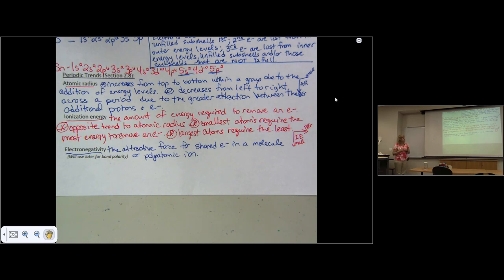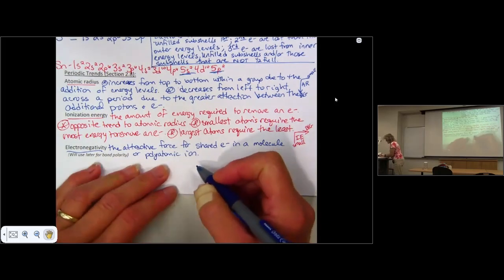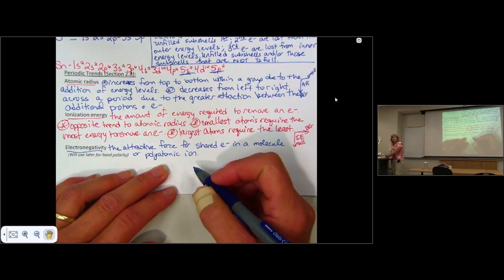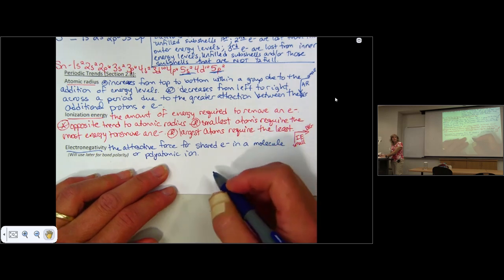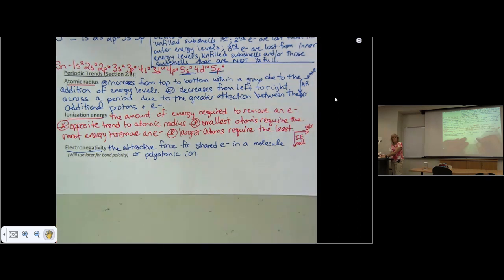The attractive force for shared electrons in a molecule or polyatomic ion. First, let's talk about polyatomic ions. The majority of the polyatomic ions are made up of what kind of element? Well, they have oxygen in them and another what? Non-metal. Think of your polyatomic ions. They're like nitrate, phosphate, sulfate, carbonate, chlorate, iodate. You with me? They're non-metals.